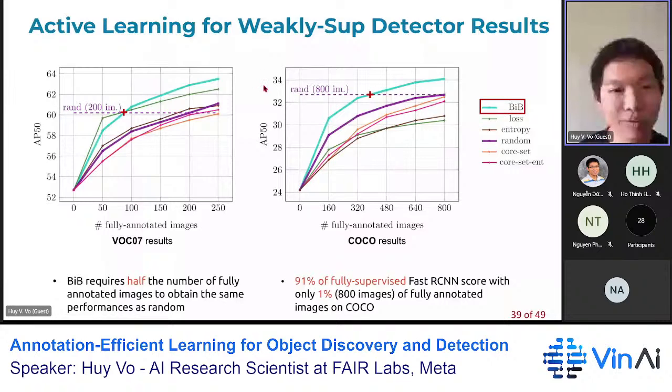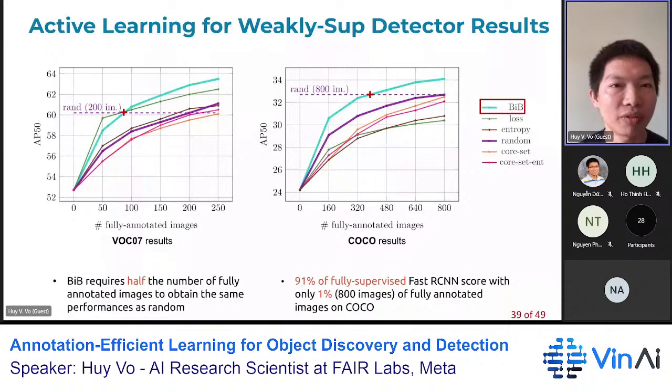When we compare BIF to the random strategy, we see that BIF requires only half the number of fully annotated images to obtain the same level of performance. And when we compare to the fully supervised Faster R-CNN, we see that BIF only needs 1% of the training set to be fully annotated to obtain 91% of the performance of Faster R-CNN. So this shows that BIF offers a good trade-off between annotation cost and detection performance compared to both weakly and fully supervised detection.